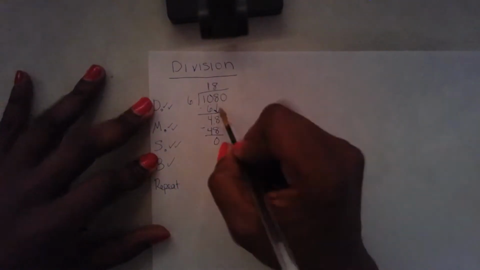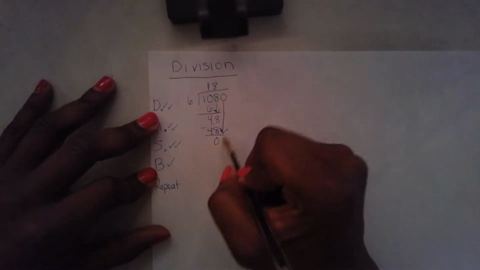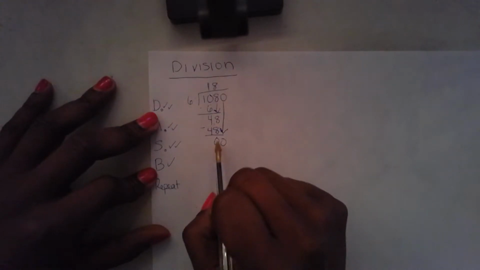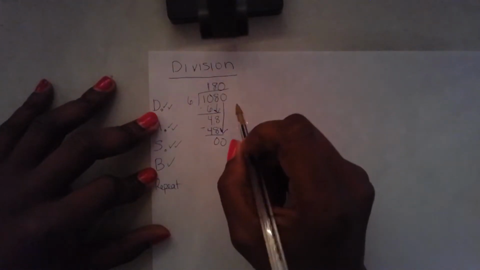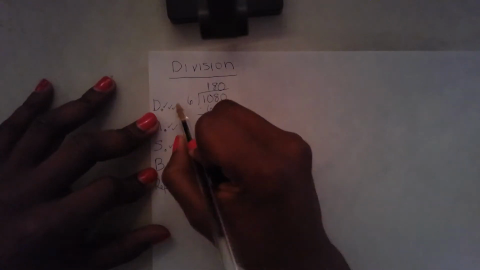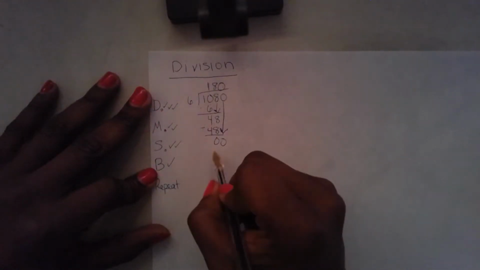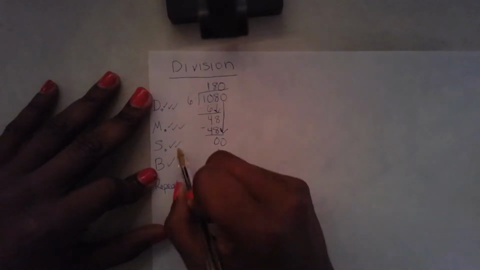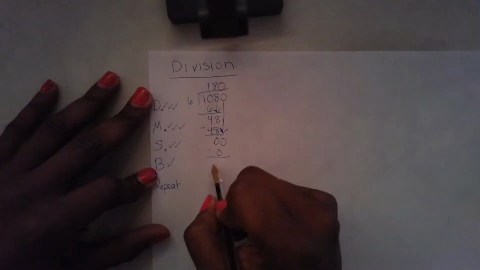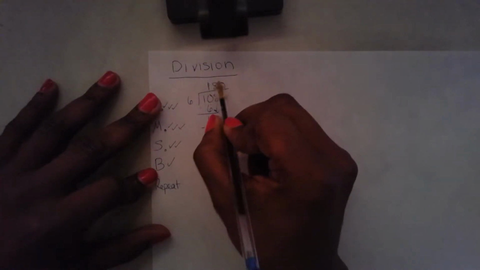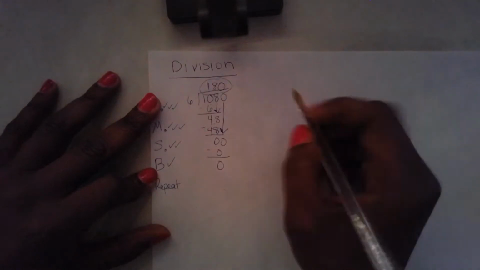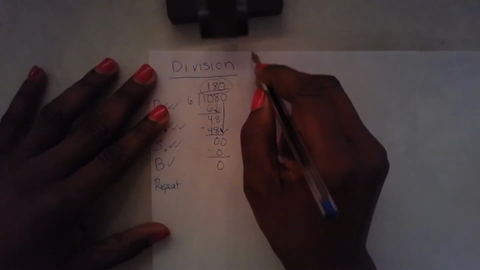However, check on subtract. I still have to bring down the 0. 6 can be divided into 0 times. Okay? So I just divided. Now I multiply 0 times 6 is 0. Divide. Now I subtract 0 from 0 is 0. There's no bring down. There's no need to repeat. My answer is 180. That's your standard algorithm for division.